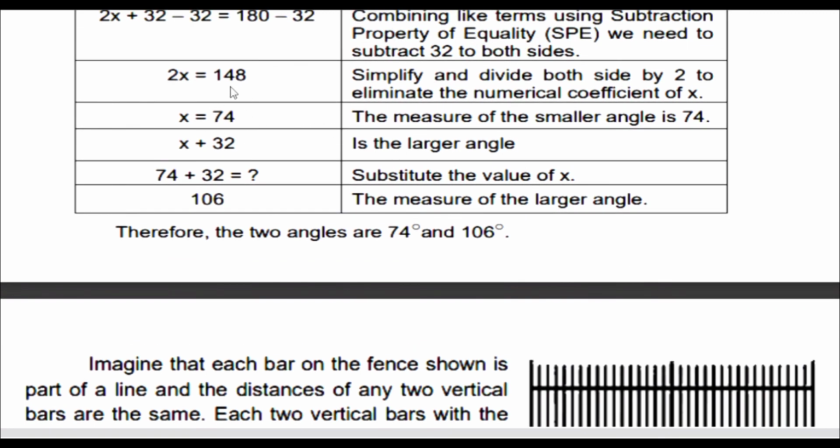So we already have the measure of the smaller angle and the measure of the larger angle, 74 and 106. When you add these two angles, the result is 180 degrees, since they are supplementary angles.